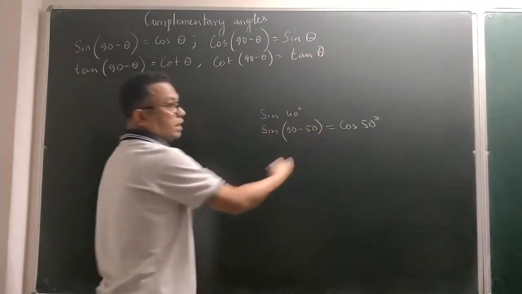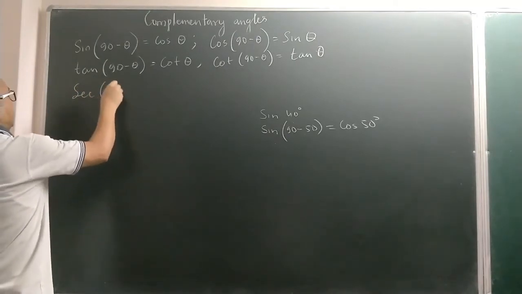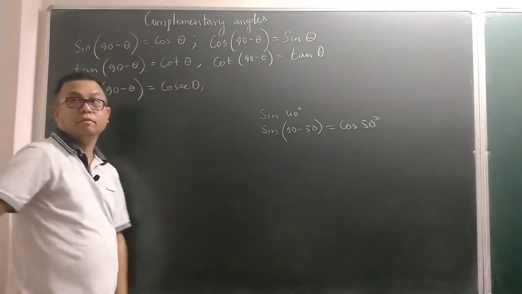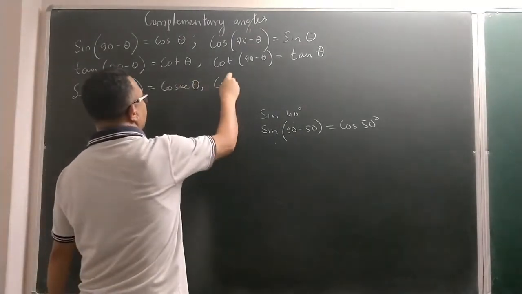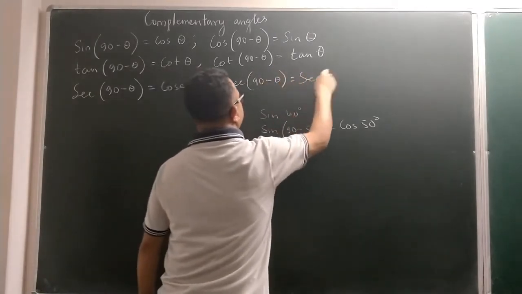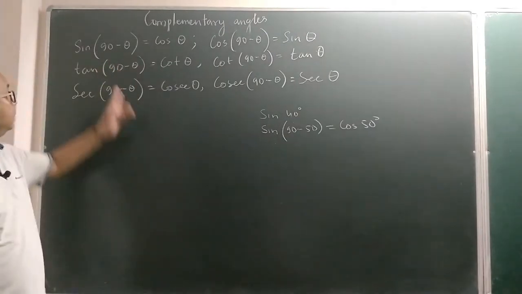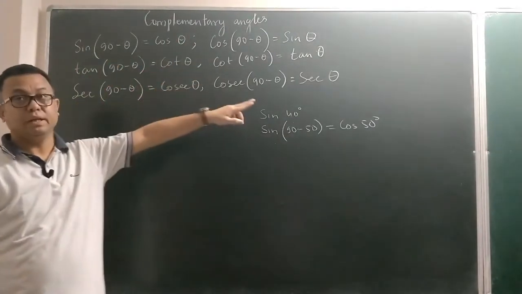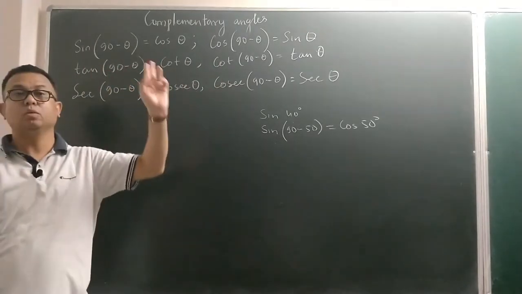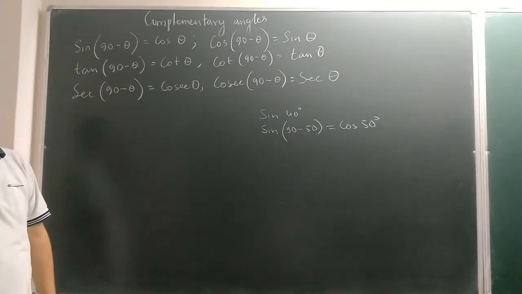The same explanation can be given. Then one more, you have sec 90 minus theta equal to cosec theta, and the reverse of that, cosec 90 minus theta equal to sec theta. So there you have the set of 6 formulas: sine to cos, cos to sine, tan to cot, cot to tan, then cosec to sec, and sec to cosec. This is the conversion that you have.